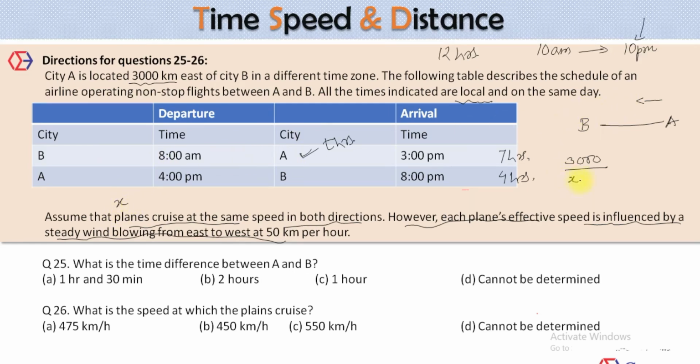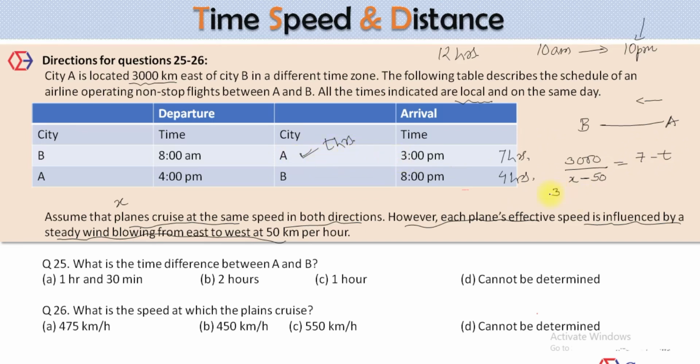So effective speed will become x minus 50, because wind is against you, moving from B to A. And the time taken is 7 hours. But the actual time would not be 7, it would be 7 minus T, because city A is T hours ahead of city B.